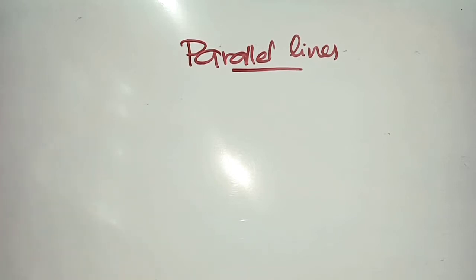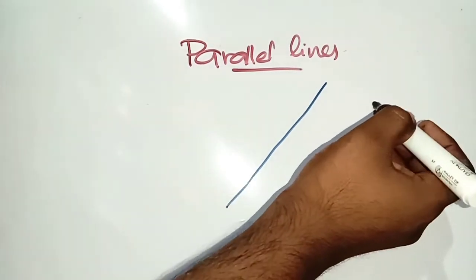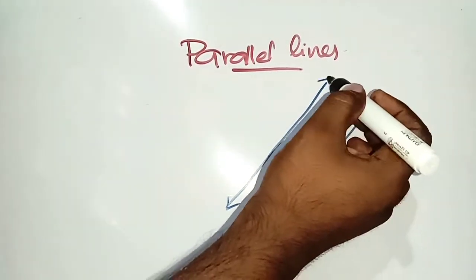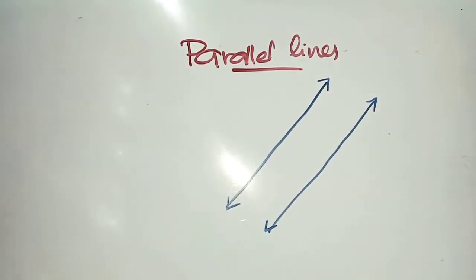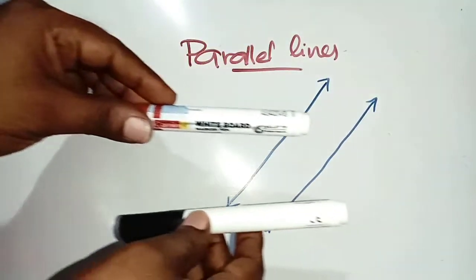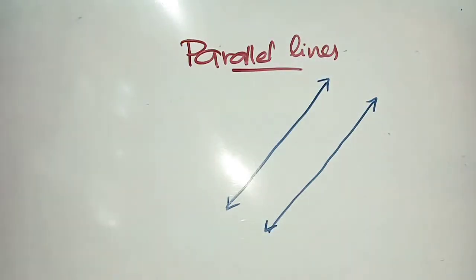It's very simple. If two lines are parallel, when do you say two lines are parallel? When they do not intersect each other. They do not intersect each other. They go parallelly. Okay. If they intersect each other, they are not parallel lines, they are intersecting lines.